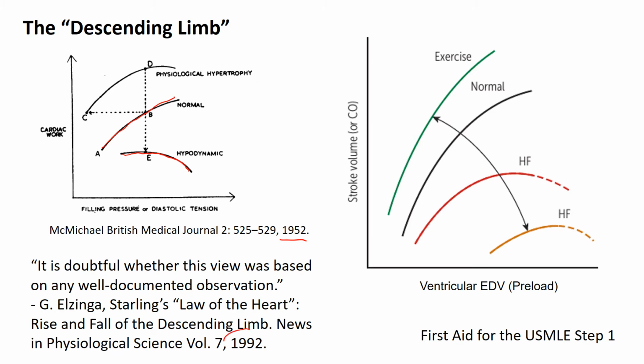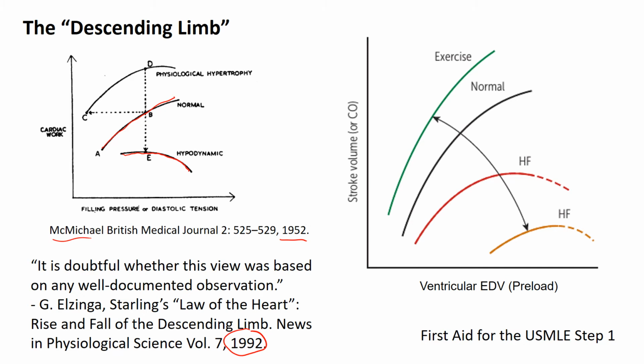From 1992, a critical review of the concept of the descending limb is actually criticizing McMichael's paper, saying it is doubtful whether this view is based on any well-documented observation. So wow, that's pretty harsh criticism. But the truth is, if you read this review, the rejection of the descending limb is also not based on any well-documented observation. It just says it doesn't happen. So there's really no clear consensus here of what's going on.